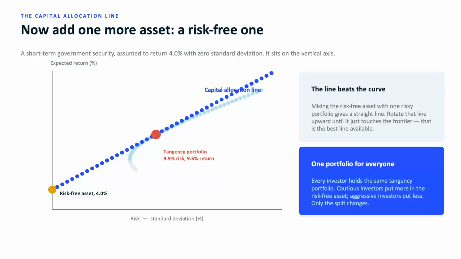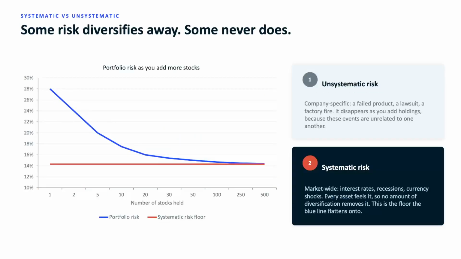That idea is called two fund separation, and the slope of that line, 0.56 here, has a name you will meet constantly. And that's the Sharpe ratio. And this takes me to systematic versus unsystematic risk. And that's the last concept we are discussing today, and it's the one that carries you into the next session.